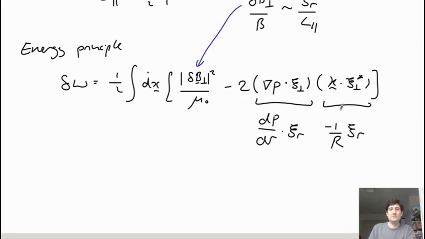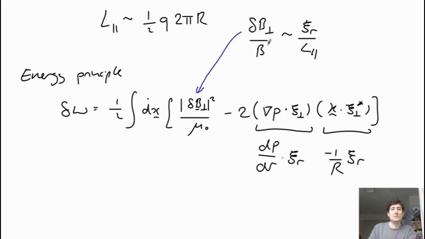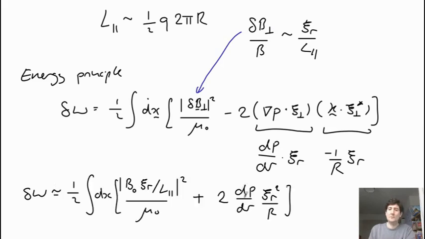And so this whole thing here you end up with psi r squared, and 1 over major radius from the curvature and a pressure gradient from here. And then we can put in this calculation for delta B into there. And so we end up with the delta W, and now since dp by dr is negative, so pressure is dropping with radius, this whole thing is going to be negative and so unstable if this second term is large enough.